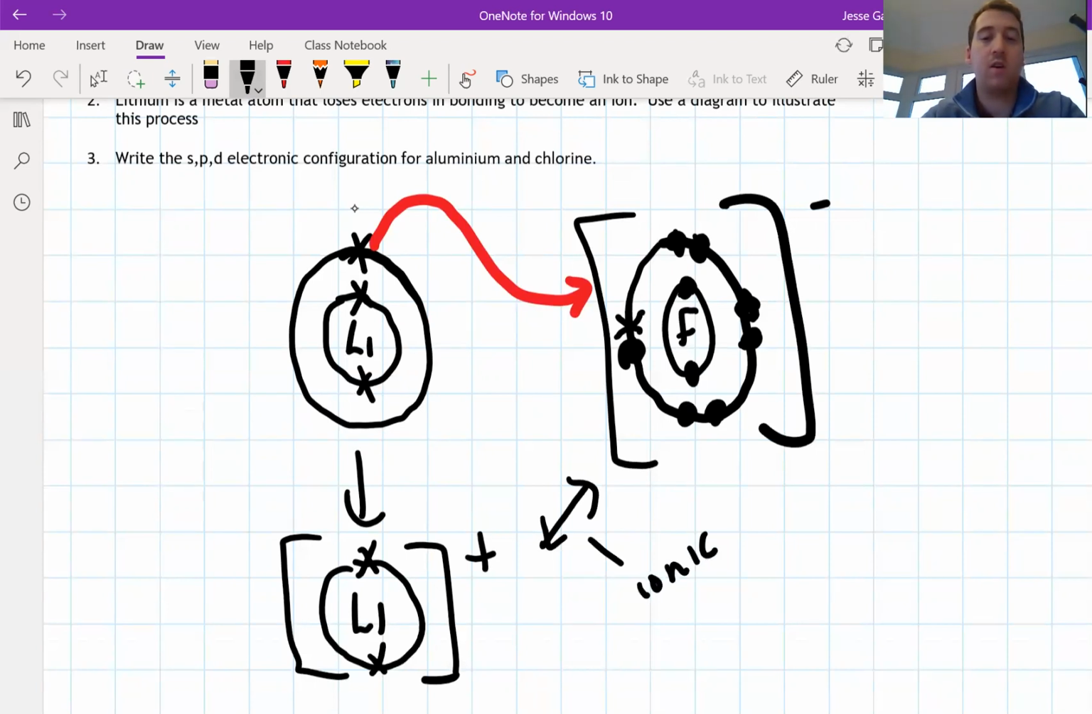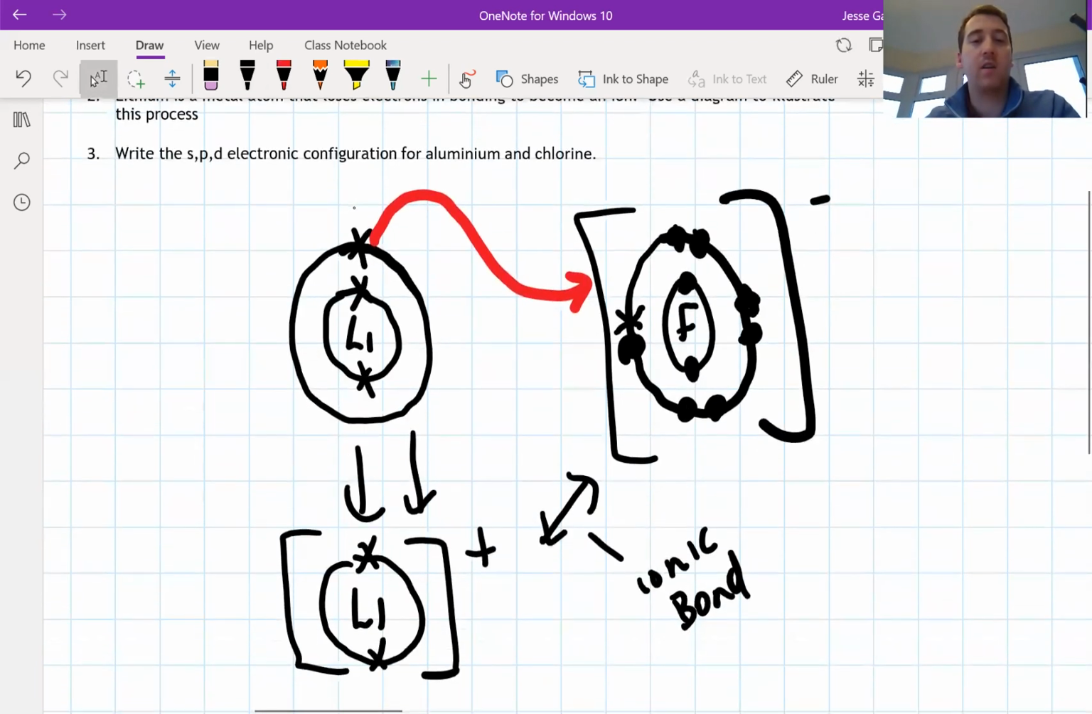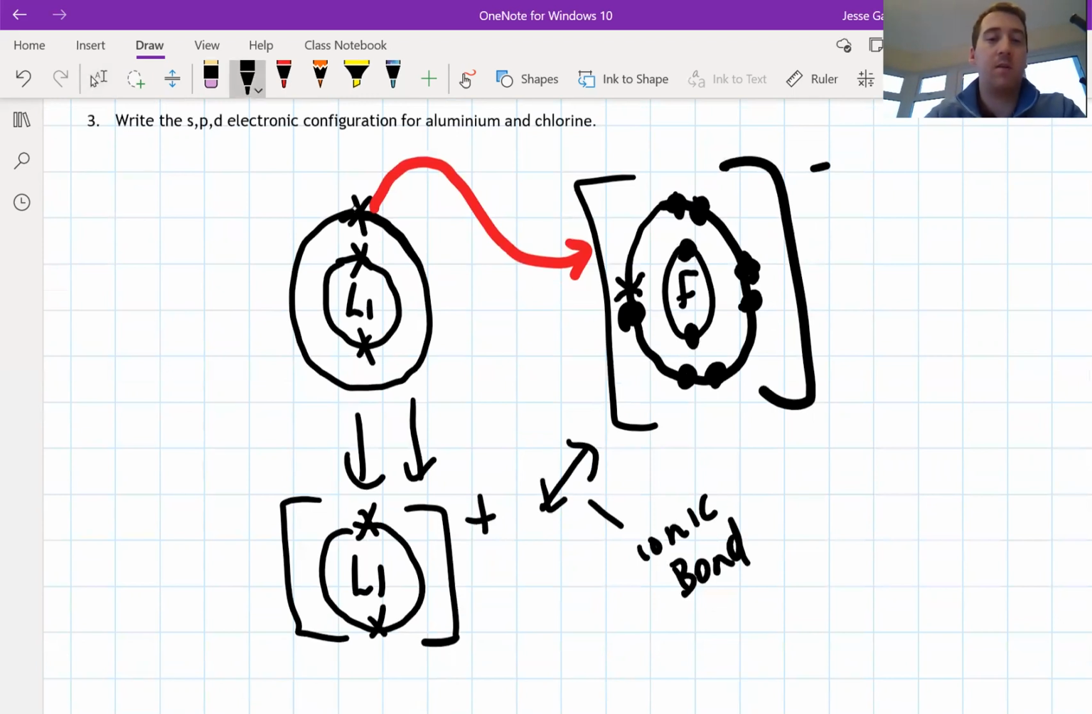Now, that's not what's important here, though. What I was most interested in is knowing this process. So I wanted you to show lithium is a metal. Use a diagram to illustrate the process where lithium loses an electron and becomes an ion. So that's what we have done. Lithium is a metal. It becomes a positive ion by losing an electron. Now, if you just drew the arrow, the red arrow, and you didn't show an atom taking it, that would be fine as well, because that's all I've asked you to do here.